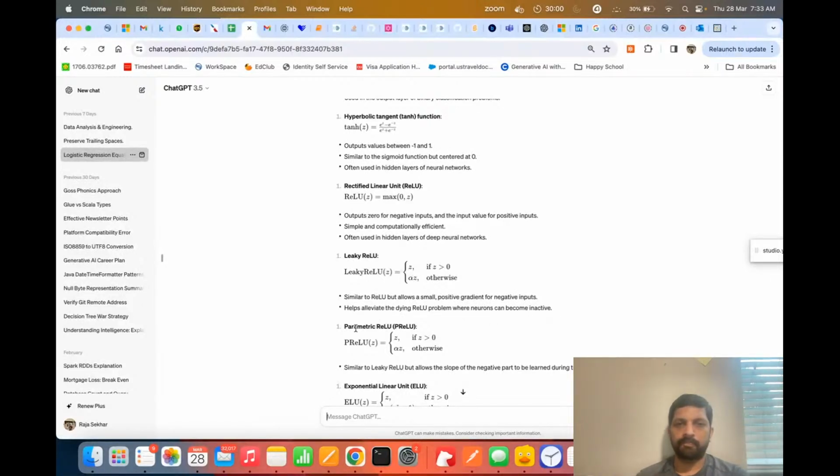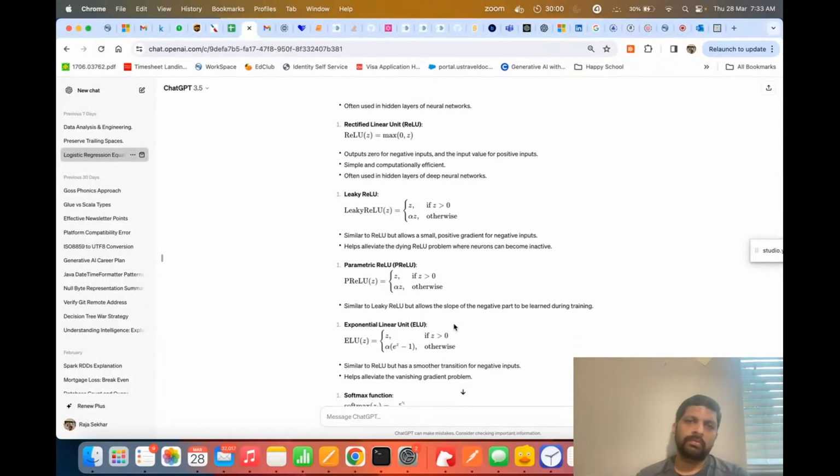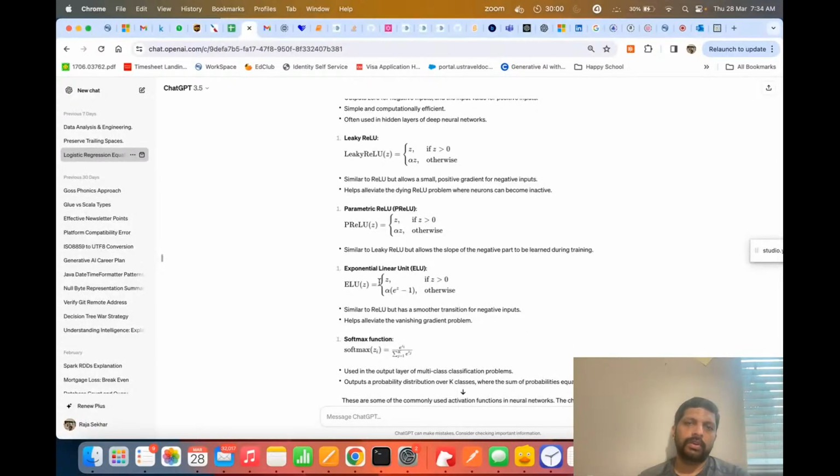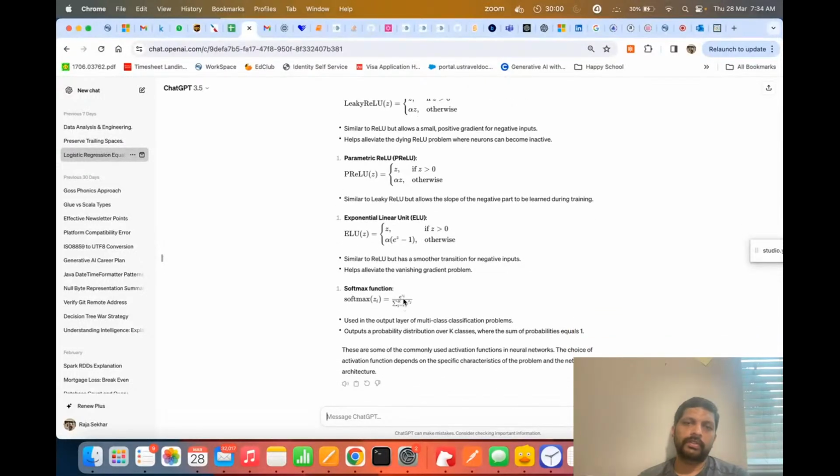Yeah. So parametric ReLU is similar to leaky ReLU, but allows the slope of the negative part to be learned during training. I don't know what the difference is between leaky ReLU and parametric ReLU. Exponential linear unit, it offers a smoother transition for negative inputs. Right? Okay, softmax function.